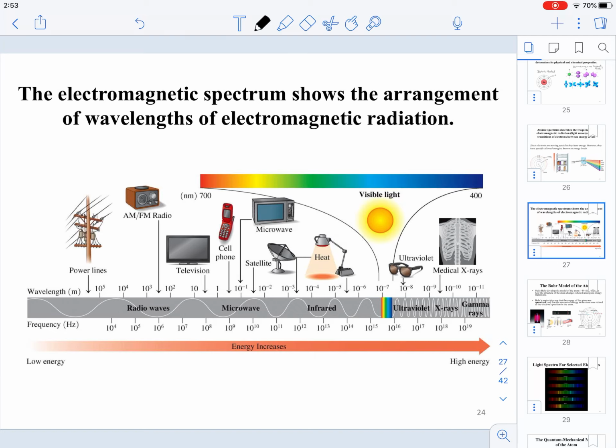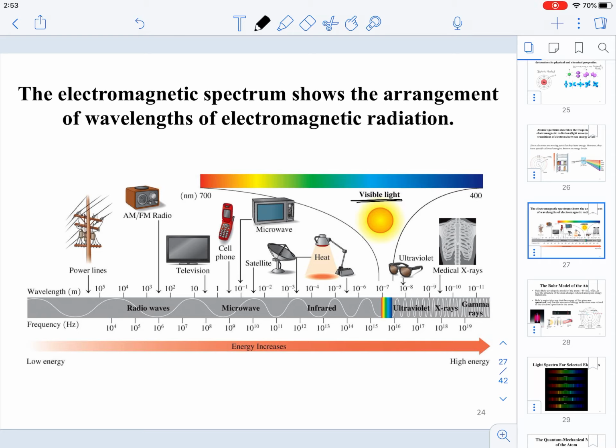I just wanted to point out that in the larger view, sunlight is part of what we know as the visible light spectrum, which is one of the components of the electromagnetic radiation spectrum, which shows the arrangement of wavelengths in terms of the different types of radiation that we have out there.